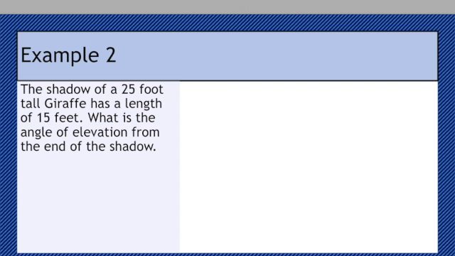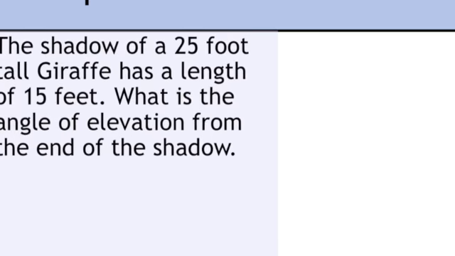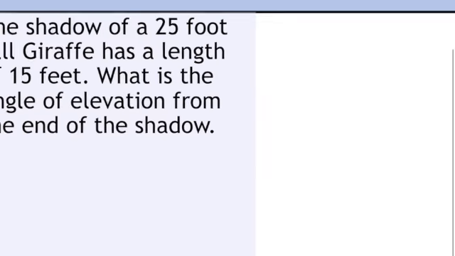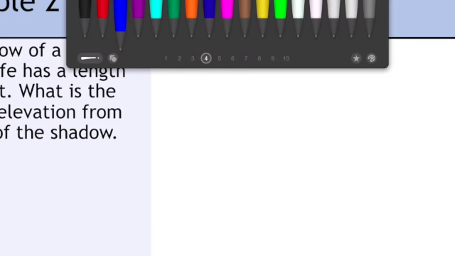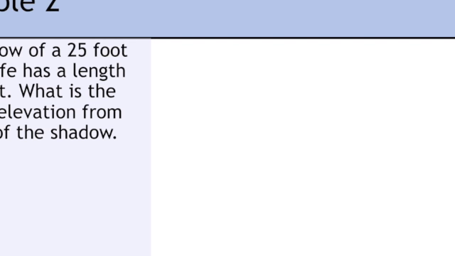In example 2, this time we're going to have to find an angle. This question says the shadow of a 25-foot tall giraffe has a length of 15 feet. So my giraffe is 25 feet tall. Let's draw our giraffe in orange. I'm not going to draw the whole giraffe. Let's just say this is a giraffe, and I'm just going to draw a line. This is his height. He is 25 feet tall.